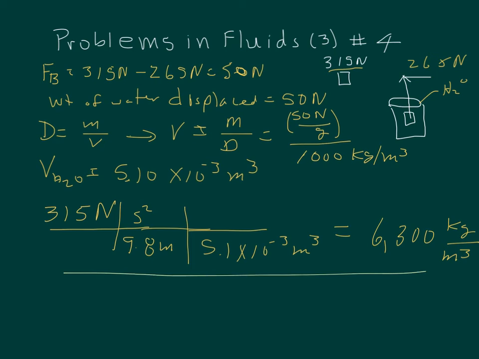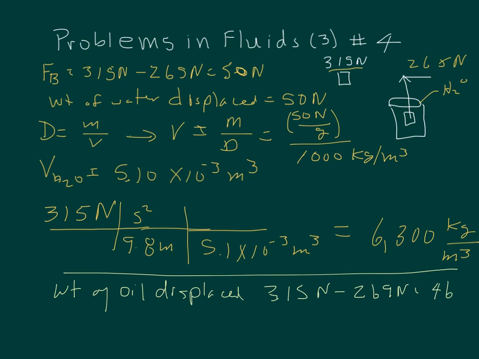Now let's look at the second part of the problem. We're asked to find the density of the oil. Well, the weight of the oil displaced is 315 newtons minus 269 newtons, equal to 46 newtons. So this is the weight of the oil that's displaced.